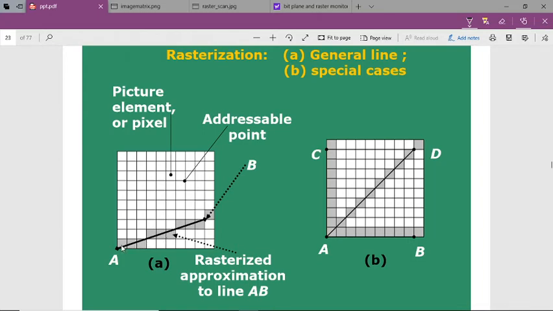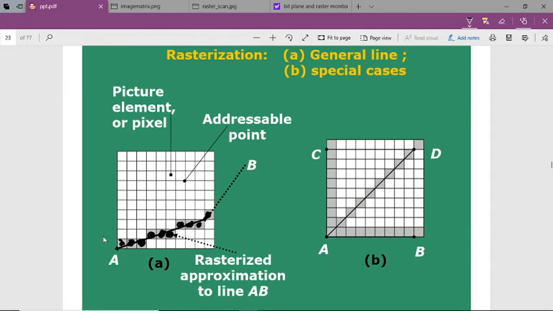To turn this line on, maybe we will switch on this pixel, maybe this pixel, and this pixel, and this pixel, and this pixel, until we have a series of pixels switched on. That is the way to form a line.